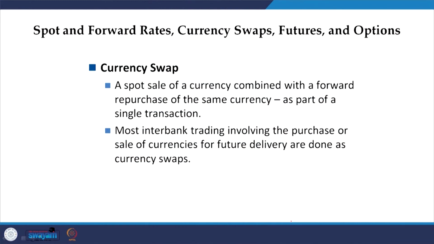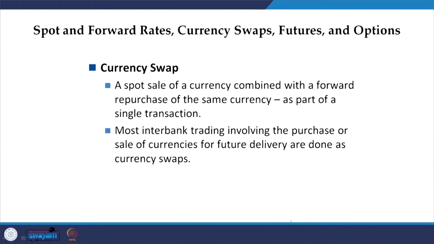It is basically a spot sale of a currency combined with a forward repurchase of the same currency. Okay. So, a spot sale of a currency combined with a forward repurchase of the same currency, attached with a combined approach, a spot sale with a contract of future purchase, a repurchase of the same currency, as part of a single transaction. So, not just a sale, also a contract is attached with buying.